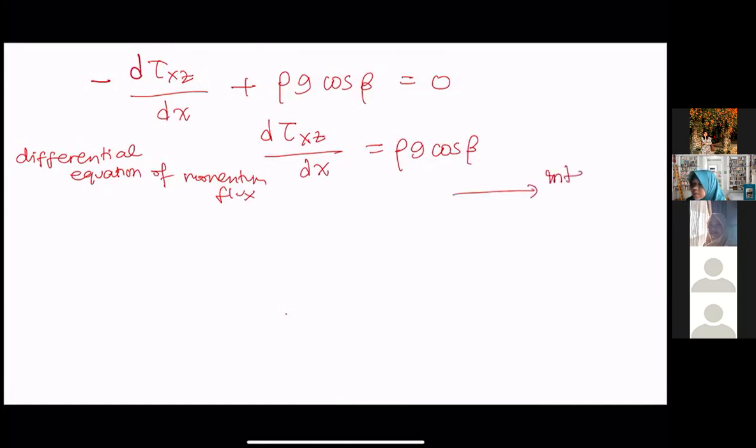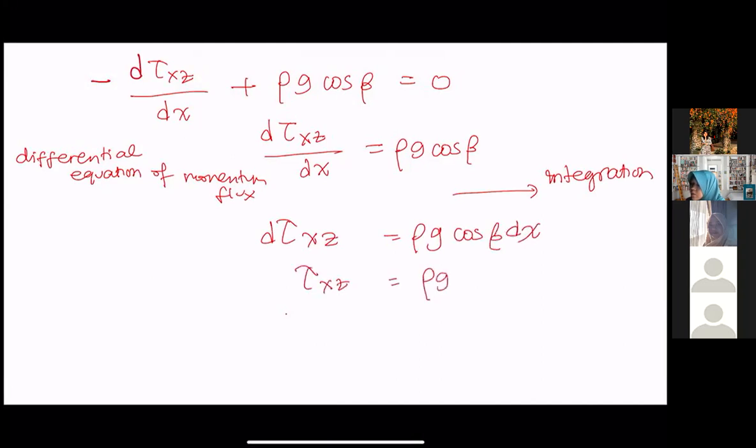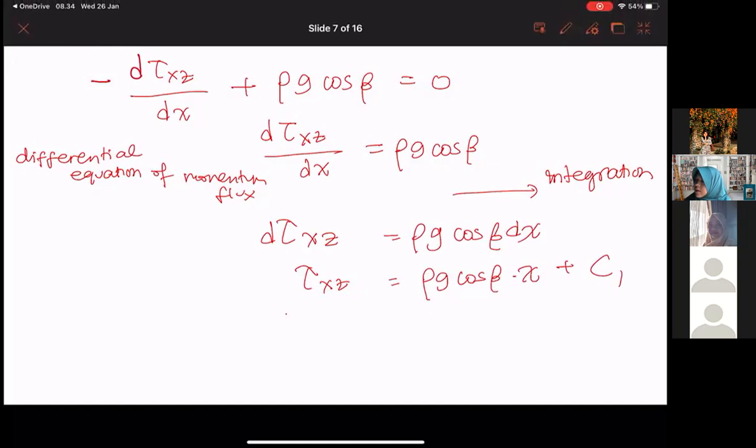Now, to know the profile of the momentum flux, what we can do is integration. We can integrate both sides, so this becomes d tau xz equal to rho g cos beta dx, and we integrate, equal to rho g cos beta multiplied with x plus a constant, and this constant means the boundary condition. Okay, so there is a C1, so that means we have to find the boundary condition.